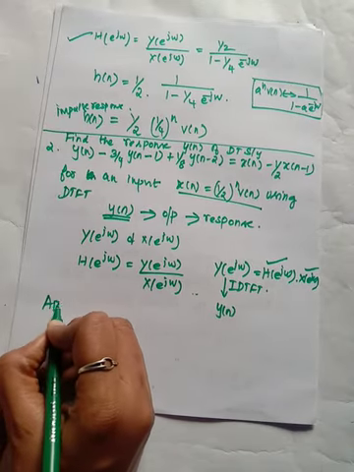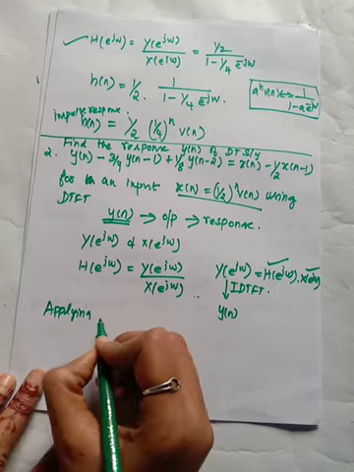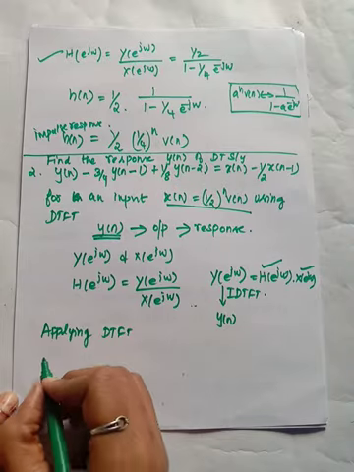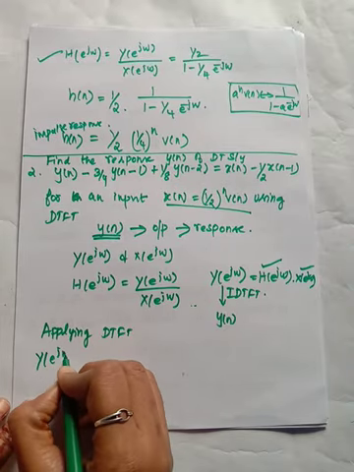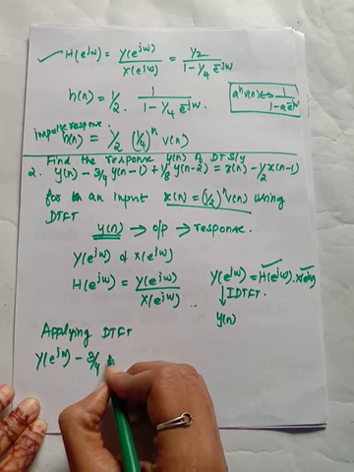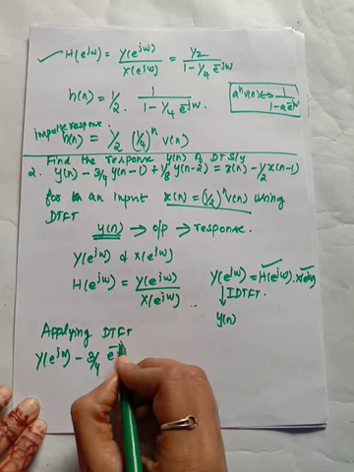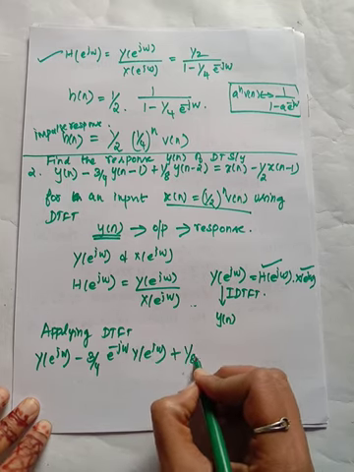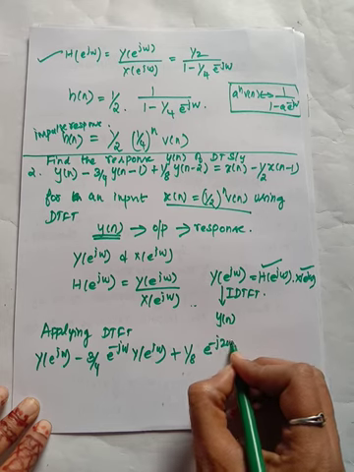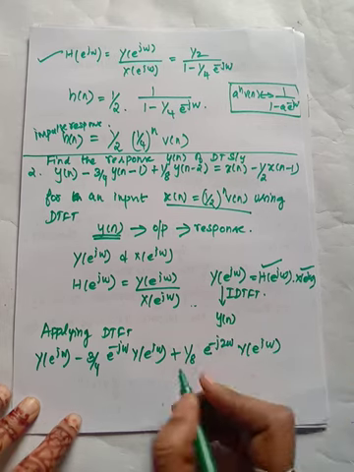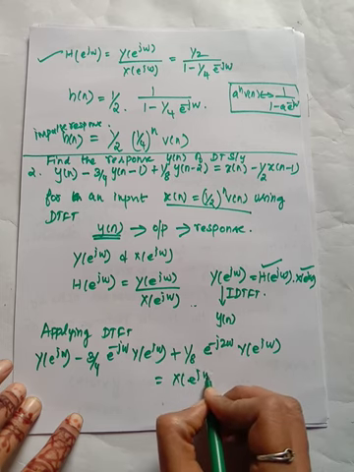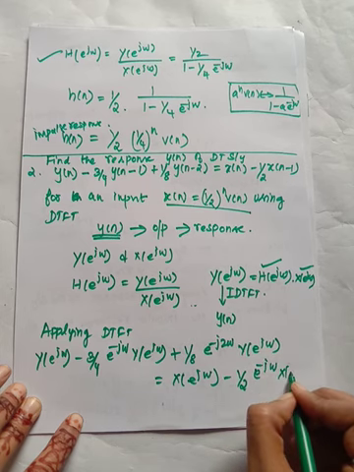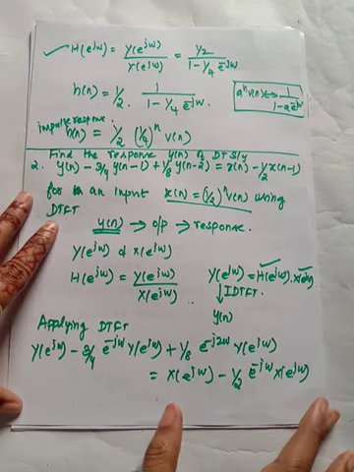So applying DTFT to this difference equation, what I will get is Y of e power j omega minus 3 by 4 e power minus j omega into Y of e power j omega plus 1 by 8 e power minus j2 omega into Y of e power j omega, which is equal to X of e power j omega minus 1 by 2 e power minus j omega into X of e power j omega. So this is what I will get.